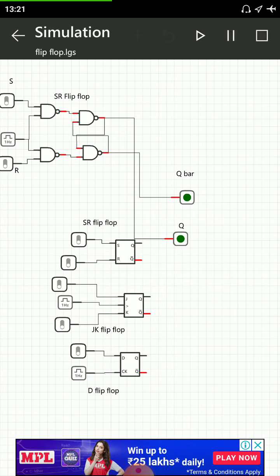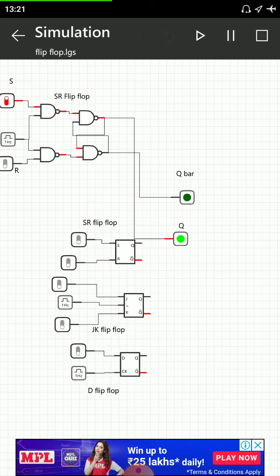You can see the output fed back to the NAND gate. It is just toggling very fast, very rapidly. No state is stable during this. Okay, this is a race condition as I told earlier.